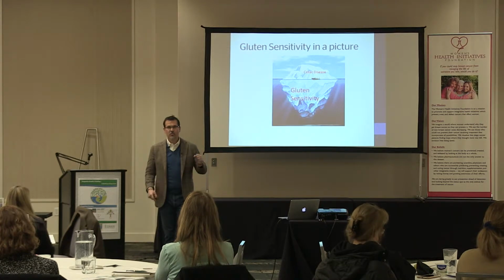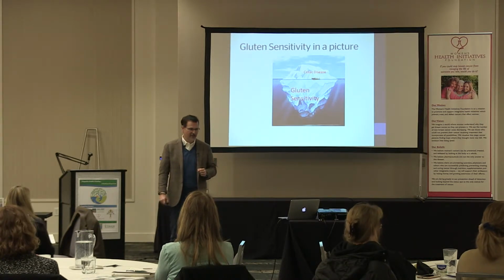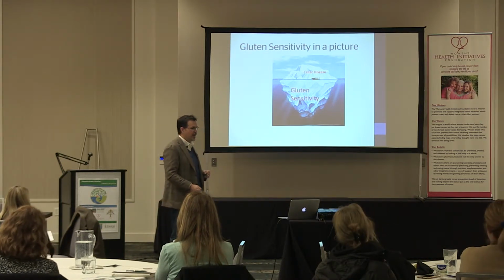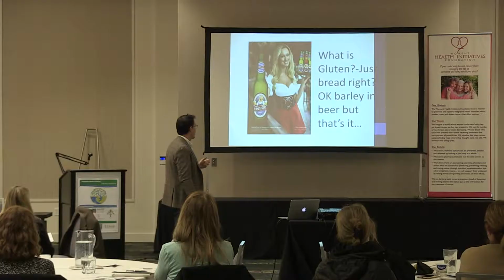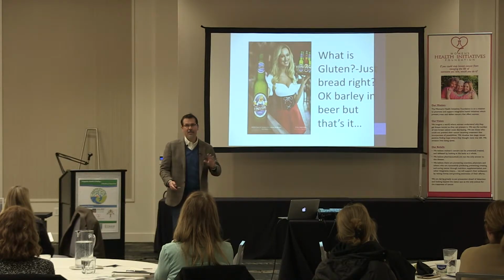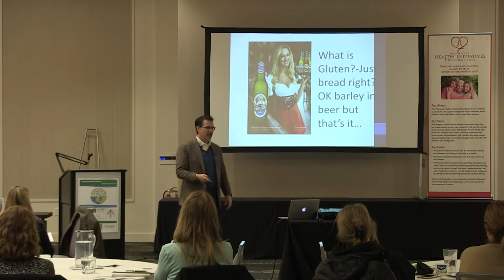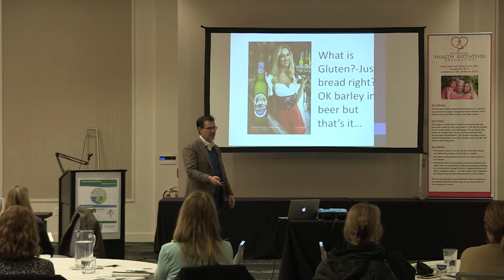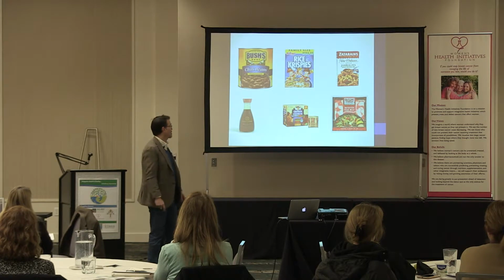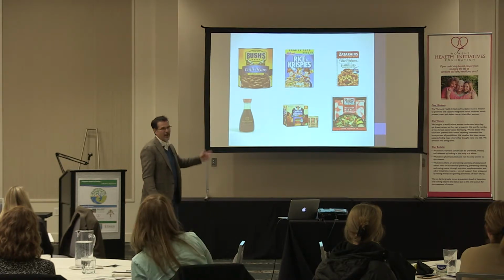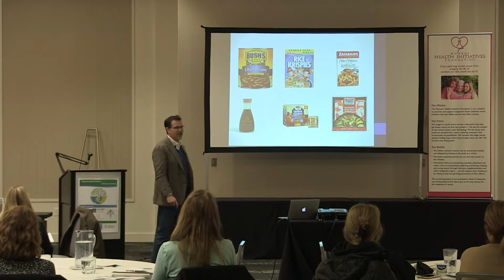And there's a lot of reasons why, and I'm sure Hal will explore that this afternoon, so I won't go into that. But there's other things besides just gluten. What is gluten? Just bread, right? Okay, barley and beer, but that's about it. And a lot of people don't understand what we mean when we say gluten sensitivity, and some people are really sensitive. We see it in things like chili beans, soy sauce, oatmeal, imitation crab meat. That's all gluten, actually. I think some of my favorite, being from Louisiana, is jambalaya.